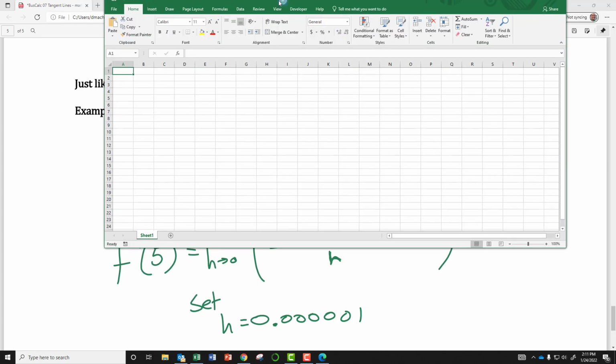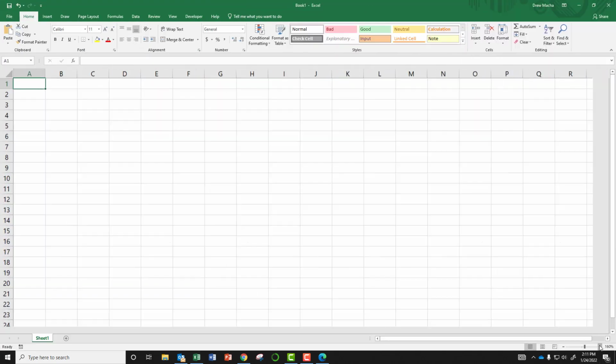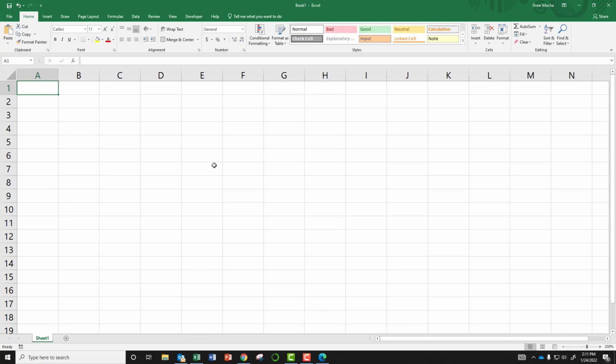So here we are, opening up Microsoft Excel because I don't have a calculator. Let me show you that for different values of h, we can calculate the derivative of this function at x equal 5. Let's start with large values of h, just for kicks, and then on each row, we're going to take a smaller and smaller value of h. I want to show you that this derivative is going to become more and more precise whenever we use smaller values of h to approximate the derivative.